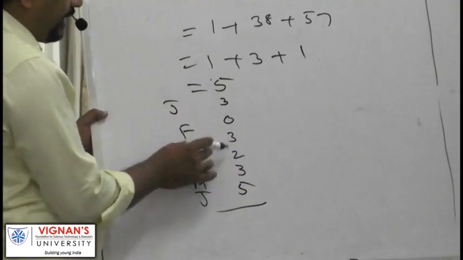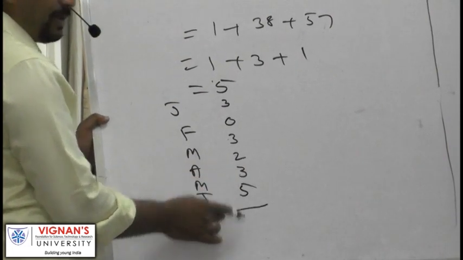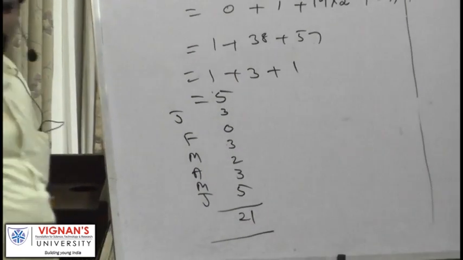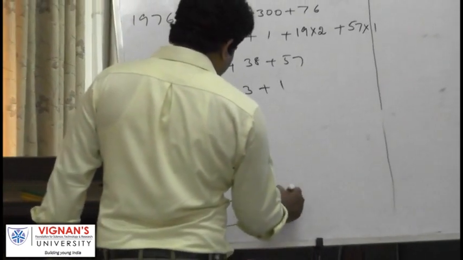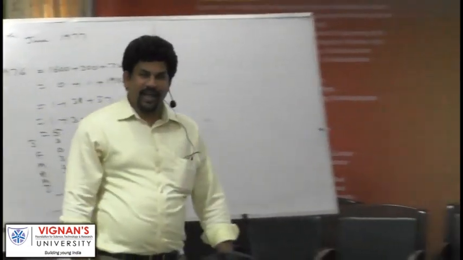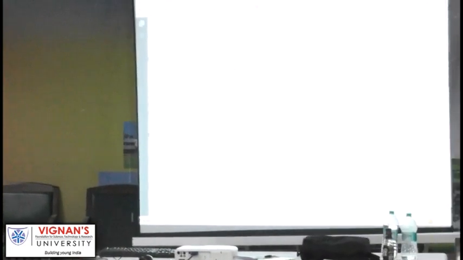Total 5 plus 3, 8, 8 plus 3, 11, 11 plus 5, 16, 16 plus 5, 21 days. 21 means 3 weeks plus 0 odd days. 0 odd days means Sunday. 21 days is 3 weeks, right?